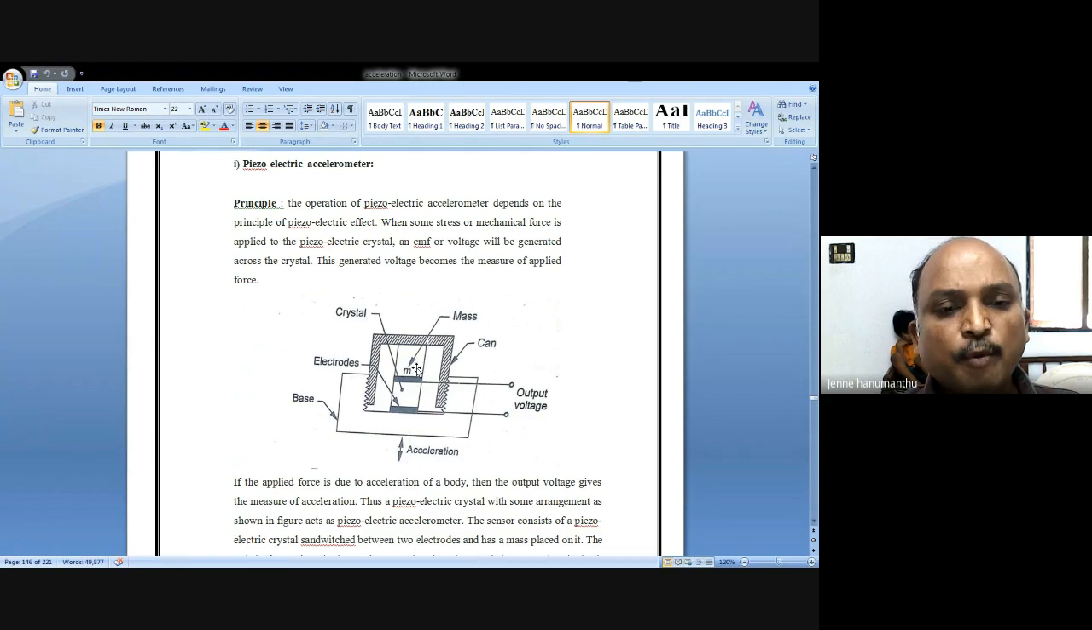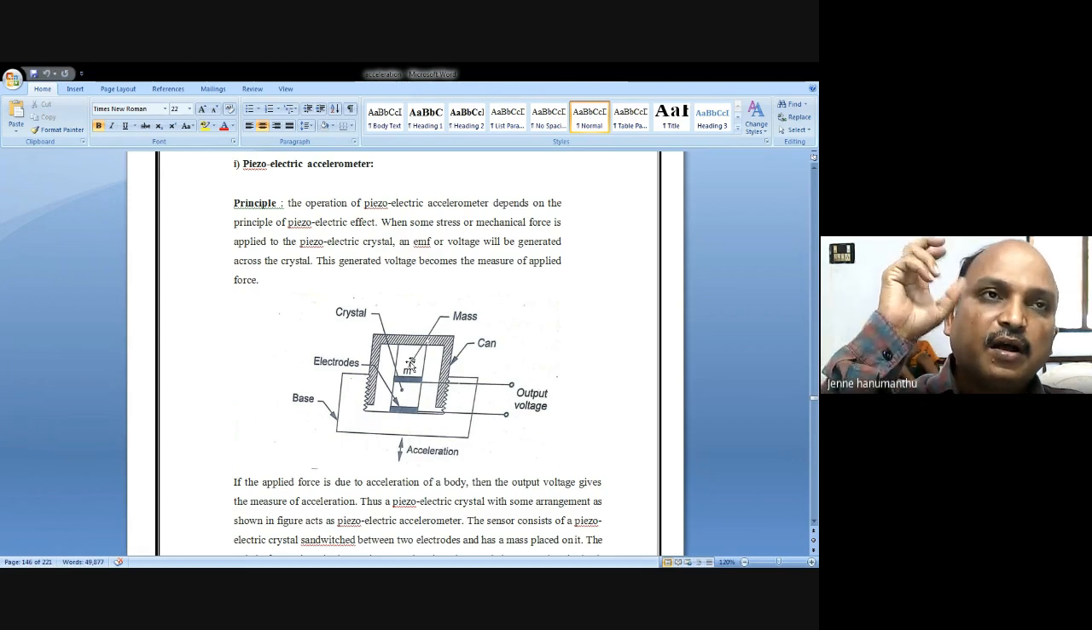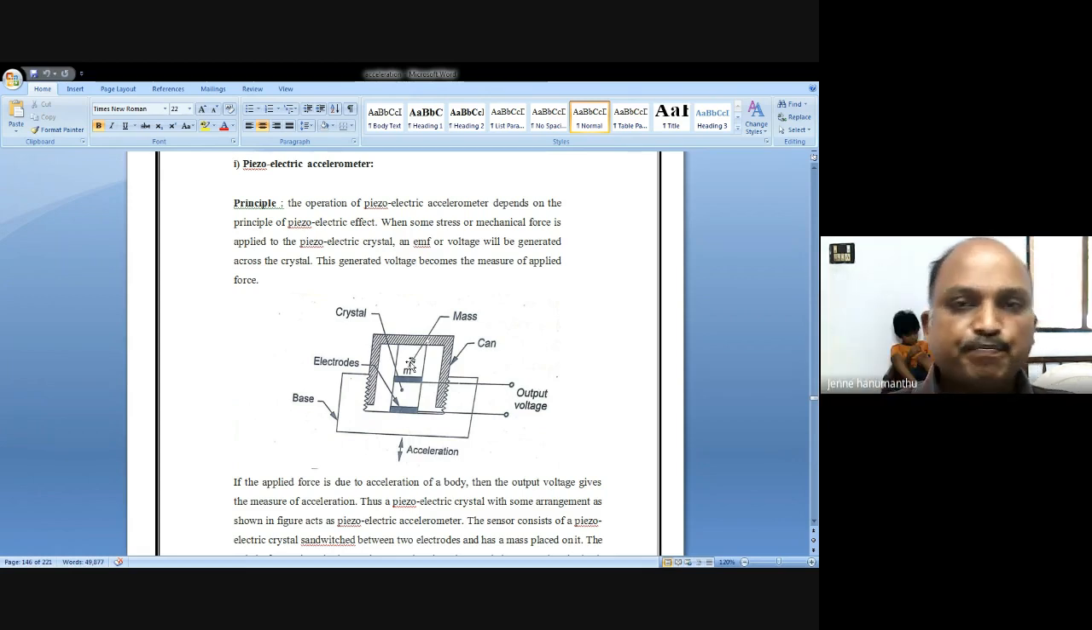There is a movement in the mass. Actually, here we have to provide some spring. Here we are not showing a spring. So above this mass, there should be some circular spring. So what is the importance of the circular spring?